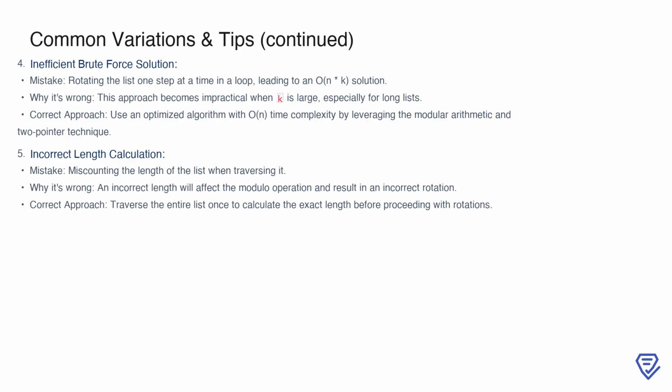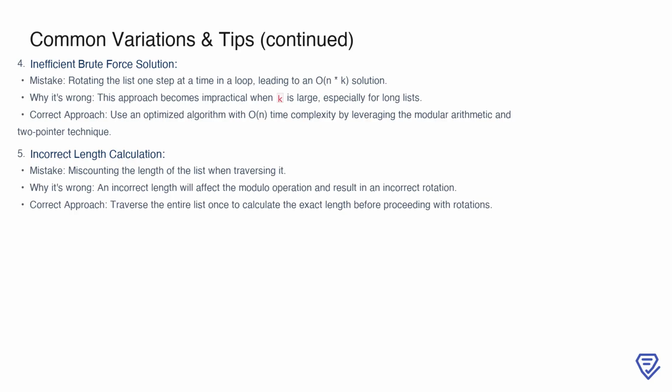Another area where mistakes commonly occur is in the approach to solving the problem. Using a brute force method, where you rotate the list one step at a time, might seem straightforward, but it leads to a highly inefficient O(n*k) solution. This becomes impractical for larger values of k or longer lists. Instead, an optimized O(n) algorithm that uses modular arithmetic and the two-pointer technique is much more efficient.